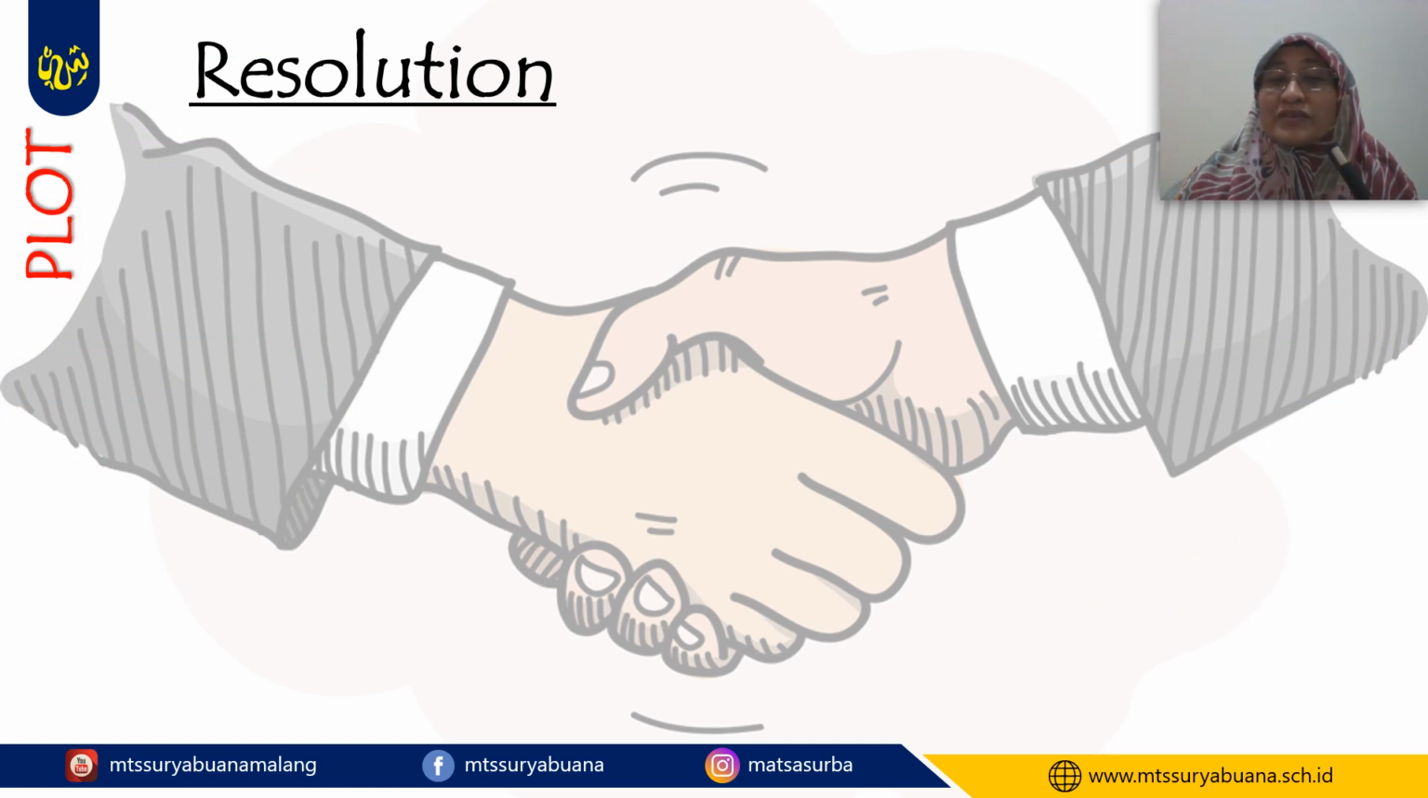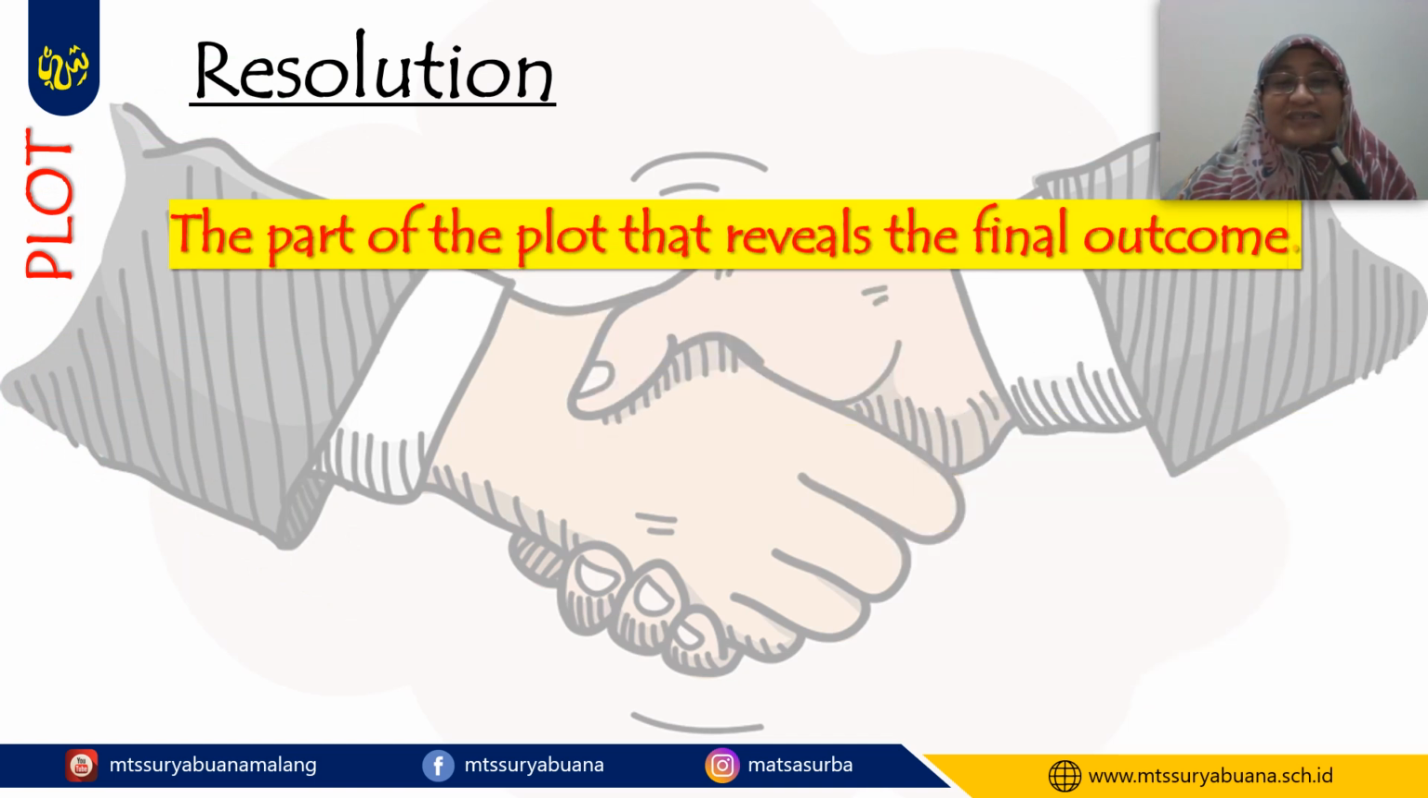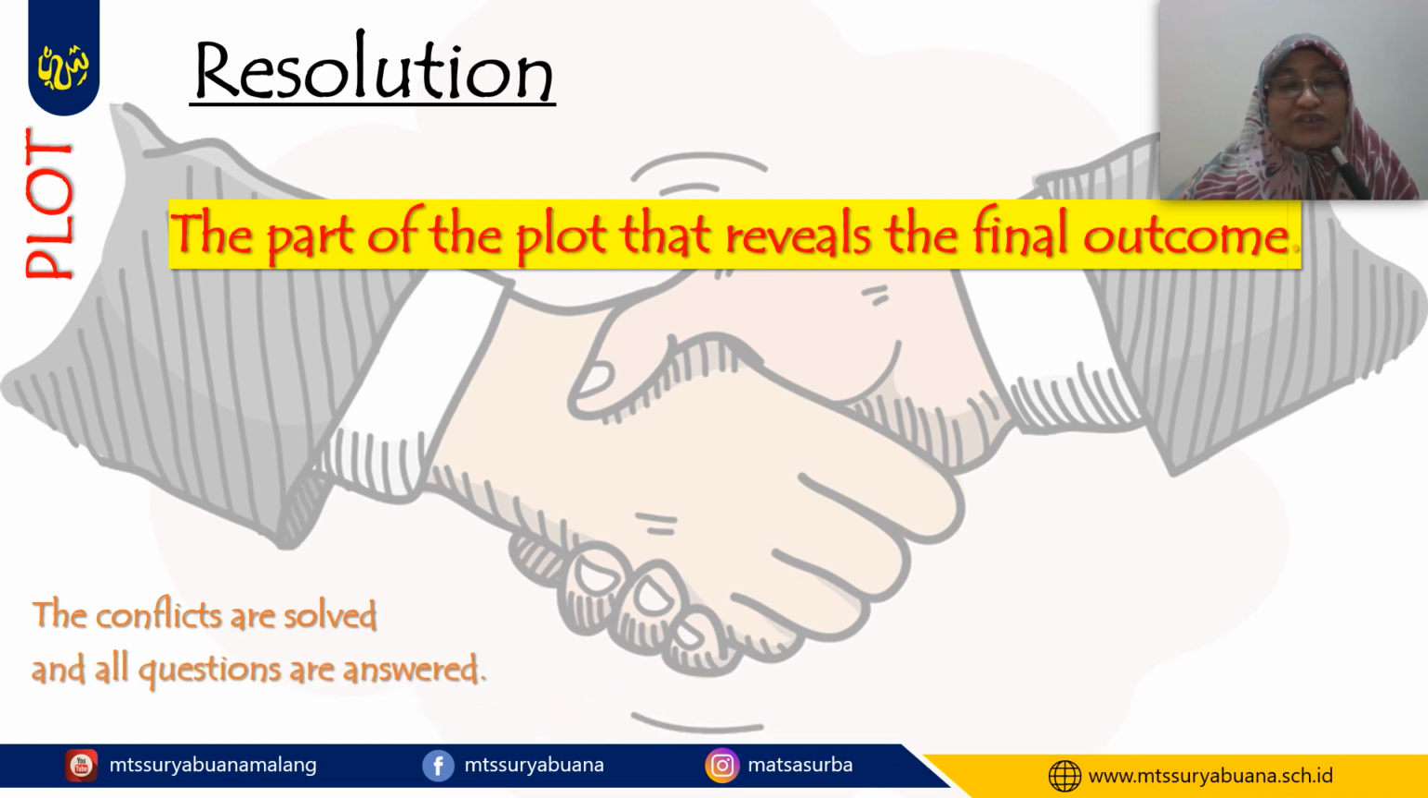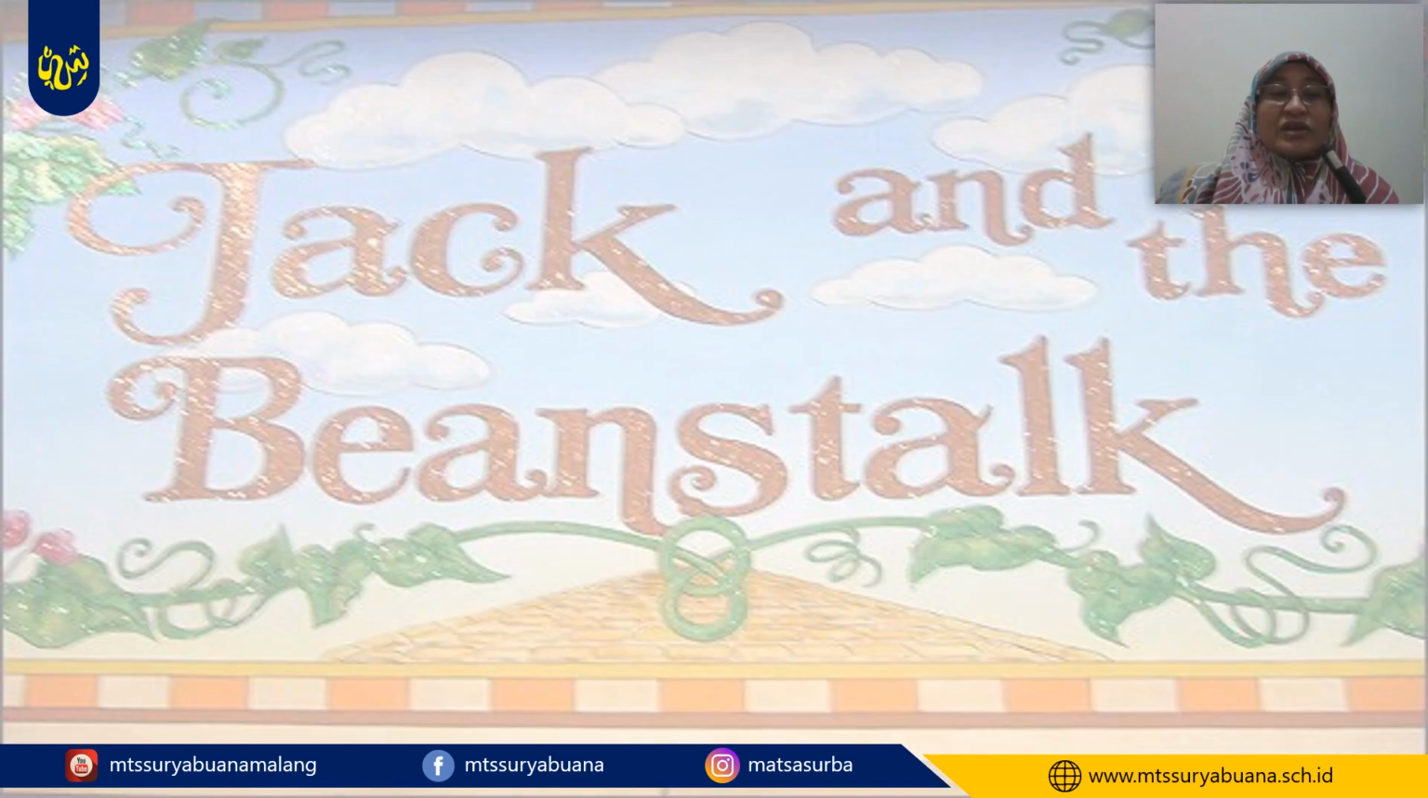And the last part of a story is resolution. This is the part of the plot that reveals the final outcome. In this part, the conflicts are solved and all questions are answered. Well, we have talked about the social function and the text structure of a narrative text. Now it's time to do the task.